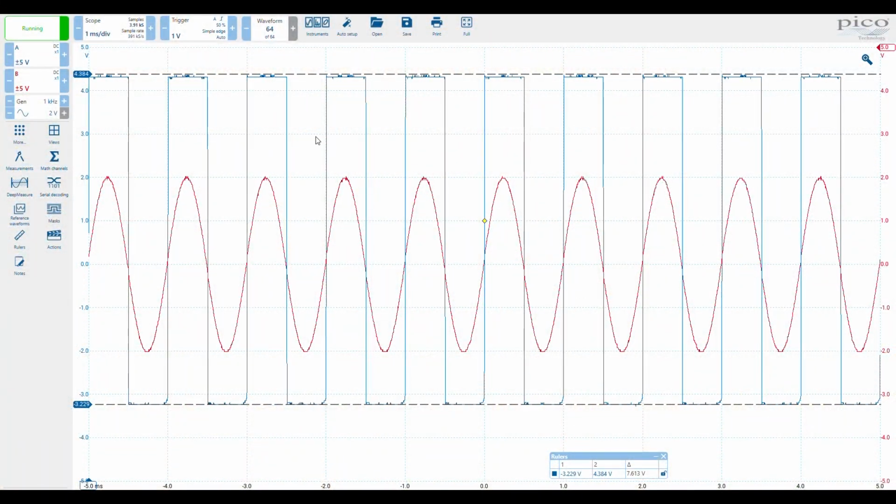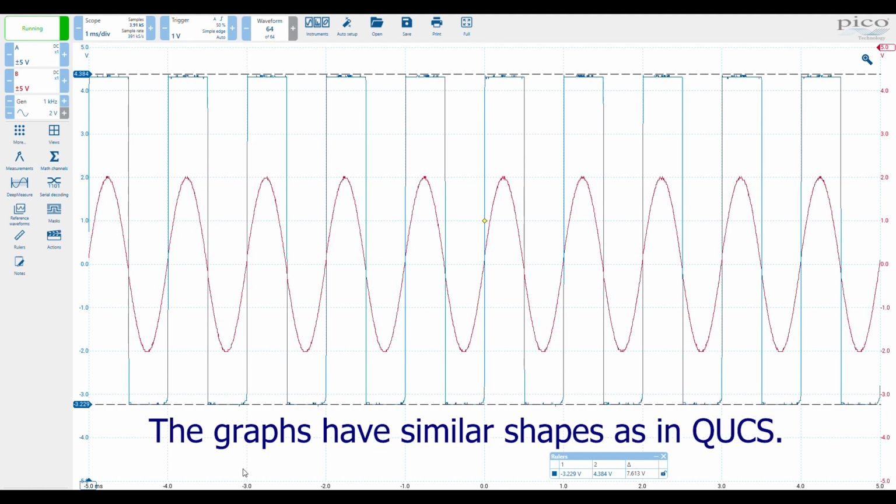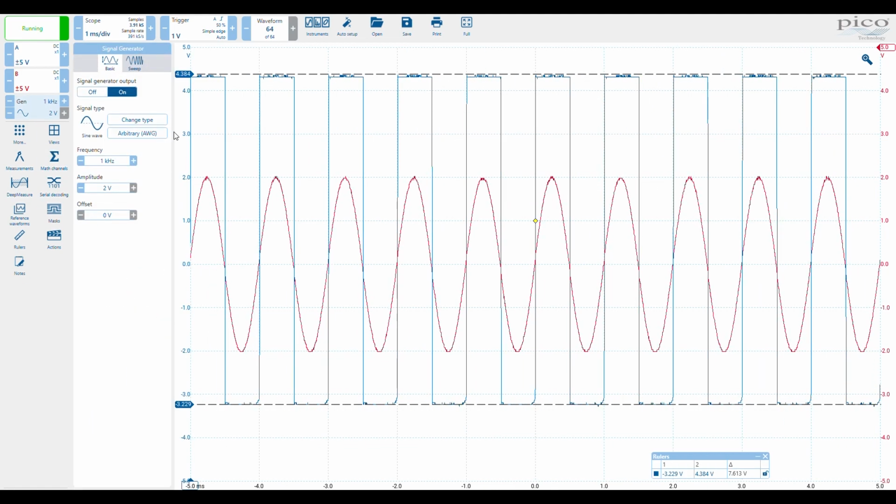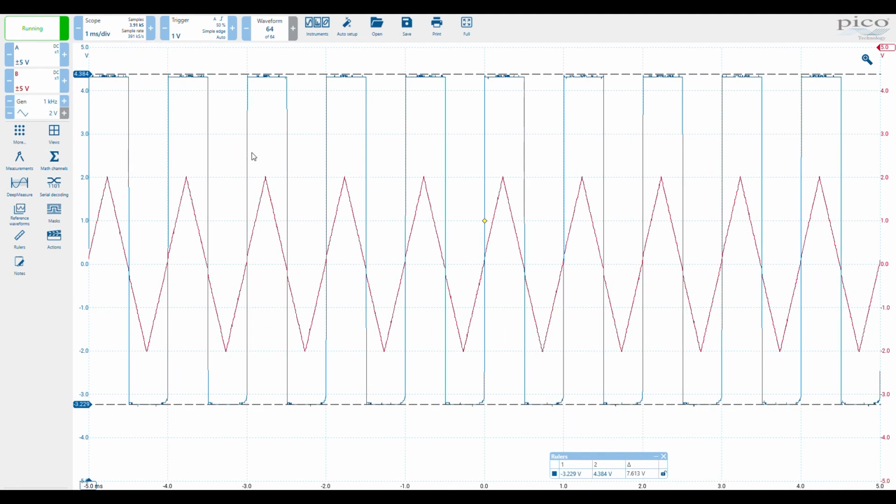Here is the PicoScope analysis. What I would like to first point out is that both graphs, channel A, the blue one, and channel B, the red one, have the exact same shapes as the ones simulated in QUCS, from which we can conclude that the circuit has both been built and behaves correctly. What's interesting is that if I change the type of the input signal, for instance, to a triangle wave, we can see that the Schmitt trigger fulfills its purpose. It stabilizes this triangle input signal to either a higher state or a lower state.